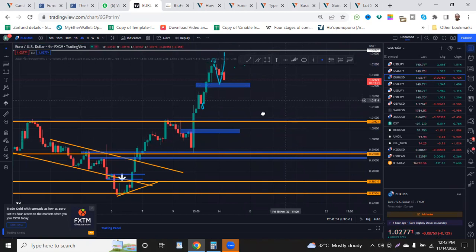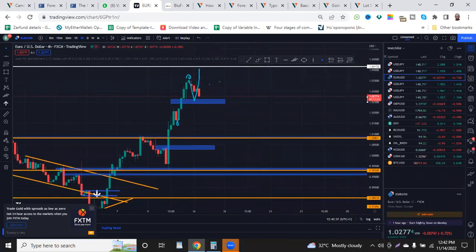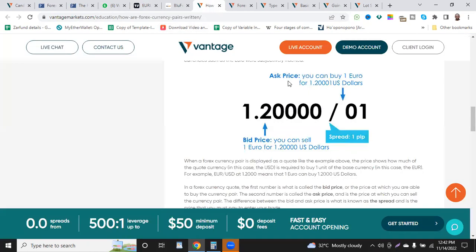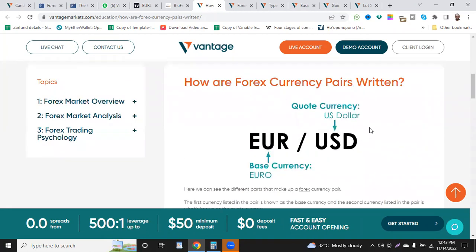So on Euro USD, you notice that on the right-hand side here, there is something moving, 1.02774. That is the price. That is the quote price. That is what is called the quote. So that quote right there is in terms of the quote currency. So this price that is running there, which is 1.0 something that we saw just now, is in terms of the quote currency, so that's the way it is.